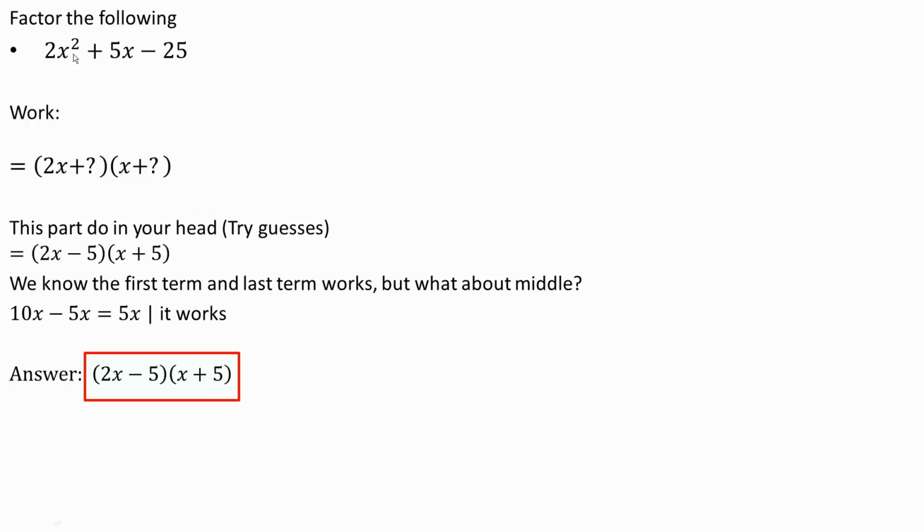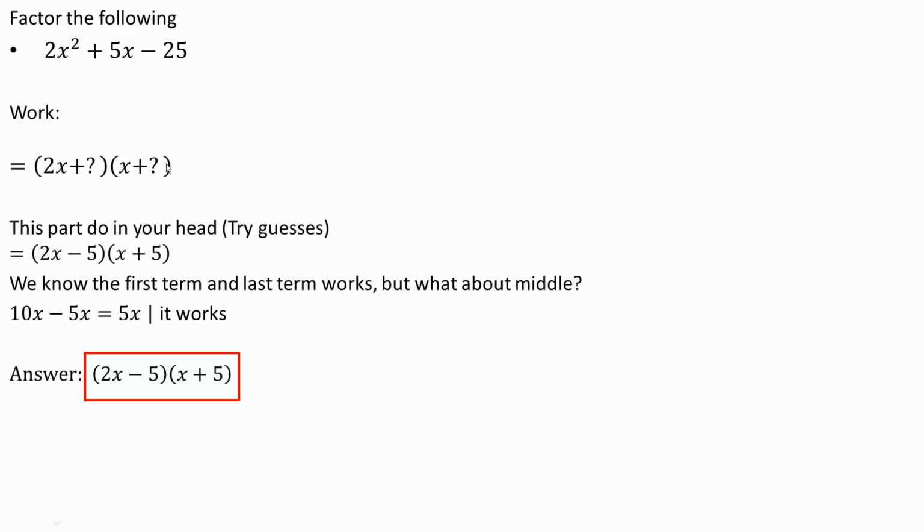So 2x squared plus 5x minus 25. Initially, what I would do is put two parentheses here and here. First, I think, how can I get 2x squared? 2x and x. Now the question mark I'm going to do mentally. I'm going to put a bunch of combinations that can give me negative 25. And fortunately, there is pretty much only two sets, 1 and 25 or 5 and 5. And one term needs to be negative. And so in my head, I'm putting a negative 5 here and a positive 5 here.